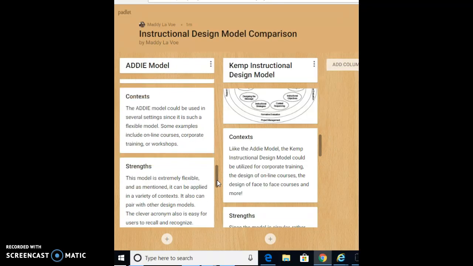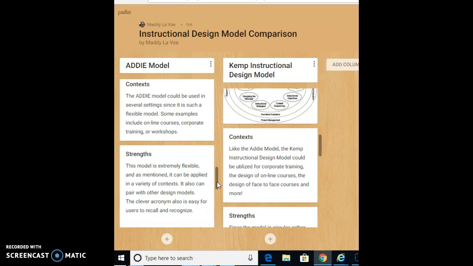So as for the strengths, the ADDIE model is flexible because it can be used in a variety of settings. It also pairs really well with other design models. And the fact that it's linear is a nice starting point for people who are entering that instructional design process, like me and like maybe some of the other people in this course who are really just getting started. Also, that clever acronym makes it really easy for instructional designers to remember each of those steps in the order that they need to go in.